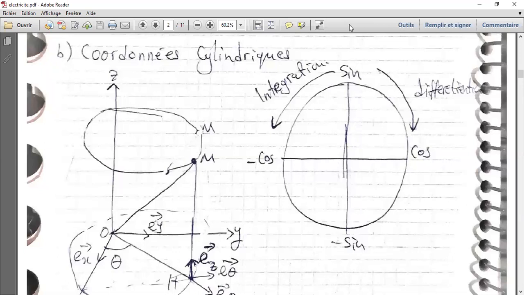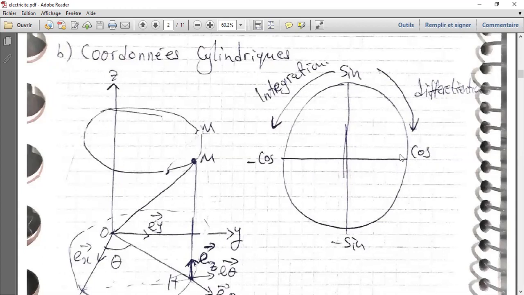Then if it is integration, I'll be moving anti-clockwise. That's why you're seeing this arrow. Integration is anti-clockwise. If I integrate sine, it will give me negative cos. If I integrate negative cos, it will give me negative sine. If I integrate negative sine, it will give me cos.